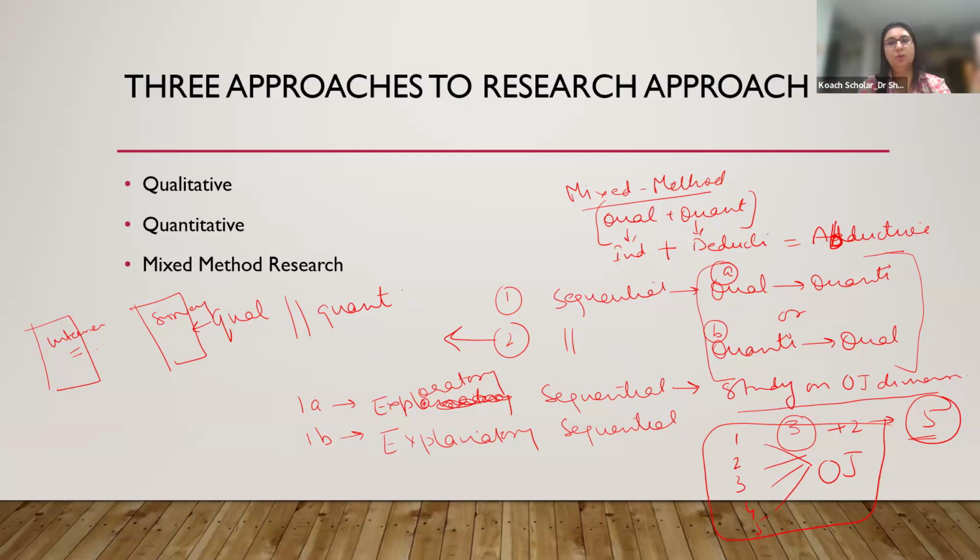So qualitative first and quant later. However, there could be another researcher who has already seen the literature that five dimensions already exist. So he starts his research with quantitative and confirms whether it exists in some particular industry or not. So the sequence gets reversed, quant first and qualitative later. So this is a mixed method research.